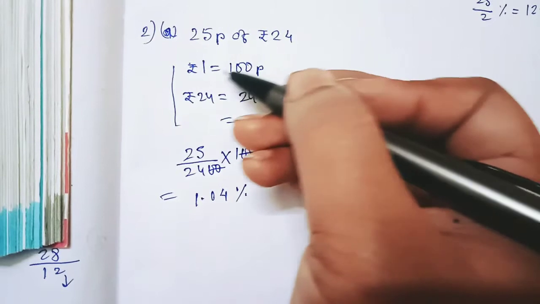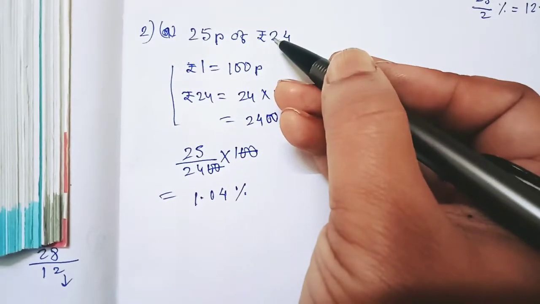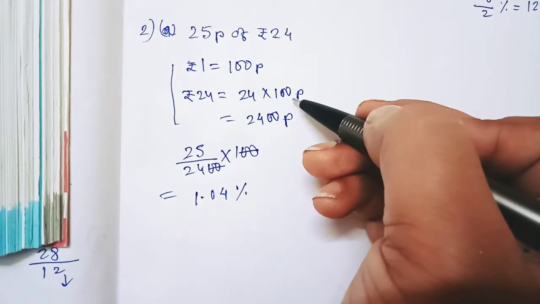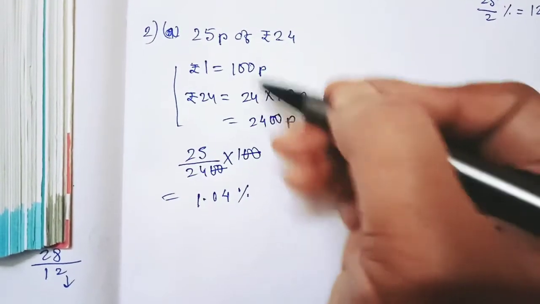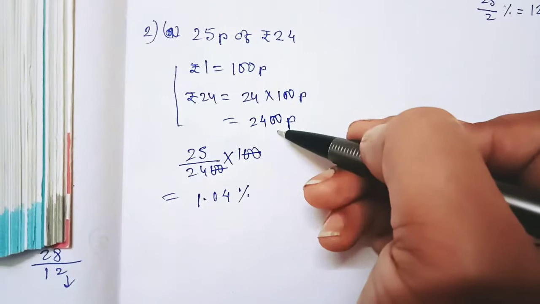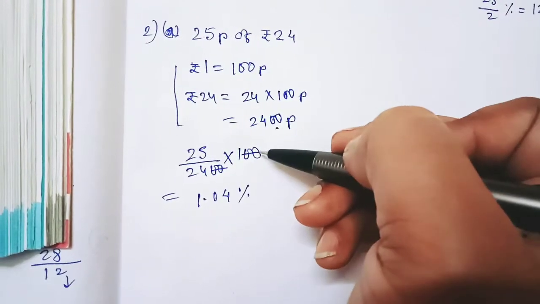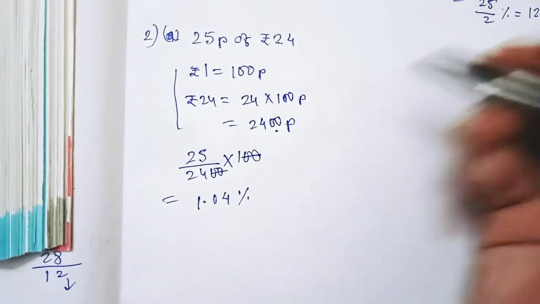So I have converted this 24 rupees into paisa by multiplying by 100. After that you have to convert it into a percentage. So 25 by this, that means 2400, into 100. Now it is 1.04%. Understood?